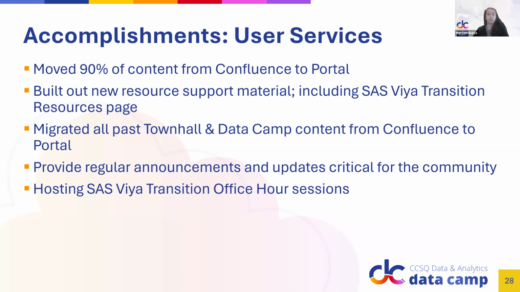We've also migrated all of the past town hall and data camp content from Confluence. That's now available in the portal, and you can see that in the past events section. Additionally, we are providing regular announcements and updates for critical communications out to the community. We want to make sure that you have the latest information. We want to notify you of any kind of event that might be upcoming or any kind of changes that might impact you. So check out the latest news and events section in the DNA portal for updates there.